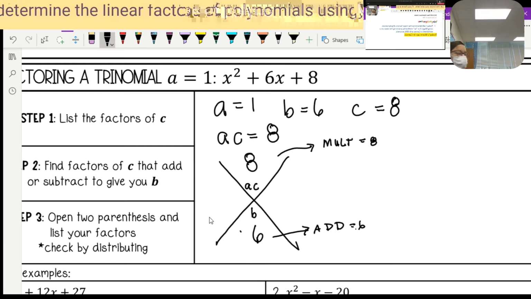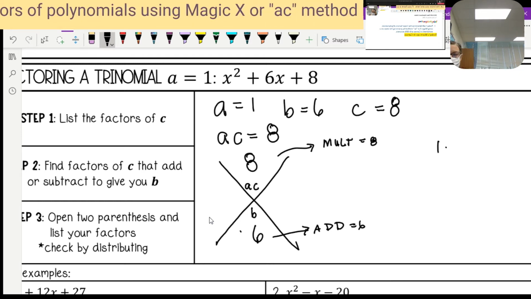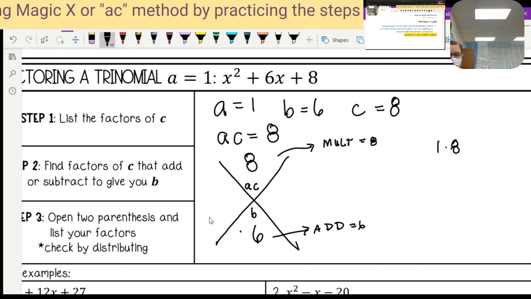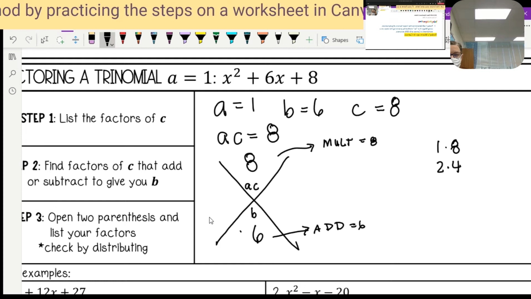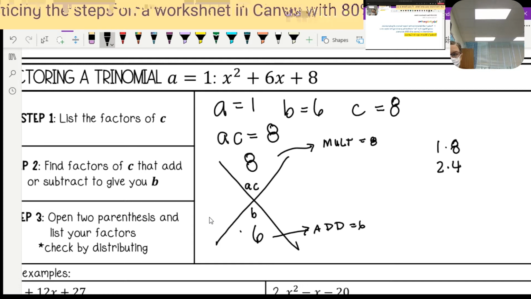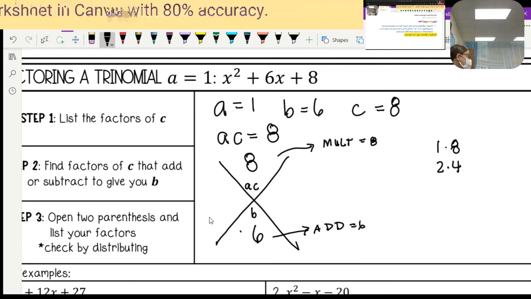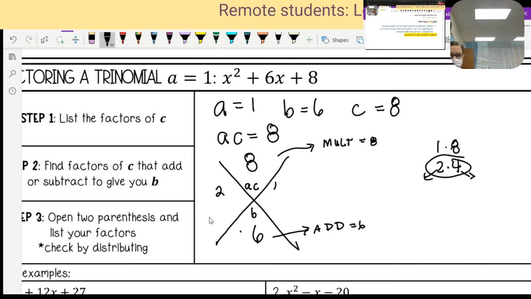So I'm going to start listing factors of 8, okay? So that's 1 times 8, just pairs of numbers, not prime numbers, okay? 2 times 4, and I think that's it, because then we go back to 4. So let's see which one of these will add up to 6. So it's definitely this one. And so I'm going to put one of these on one side and one on the other of the x. So I have a 2 and a 4.